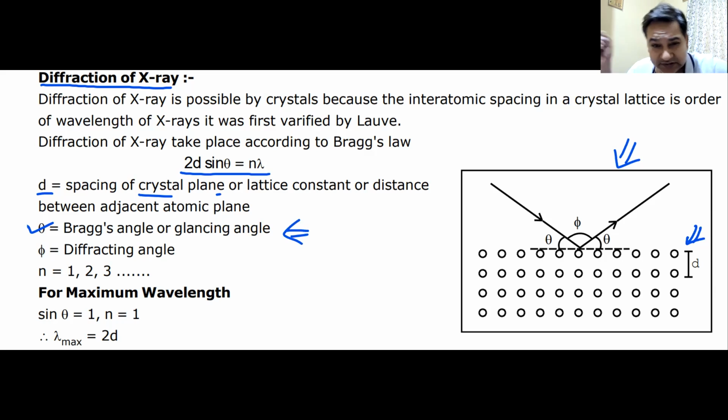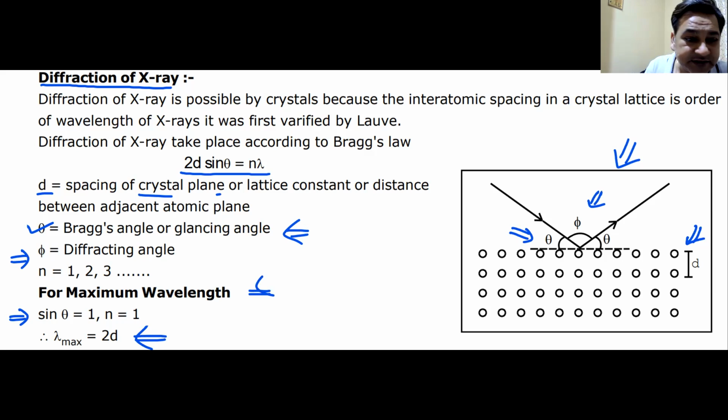Theta is known as the Bragg angle or the glancing angle. We will understand this glancing angle when you do diffraction or something like that. Phi is the diffracting angle. This is the diffracting angle. This is the glancing angle. Do we see this? Yes, sir. For maximum wavelength, sine theta should be equal to 1, or theta should be 90 degrees. Do we understand this? Yes, sir. Lambda max is 2d. This is the only formula that you must remember. That's it.